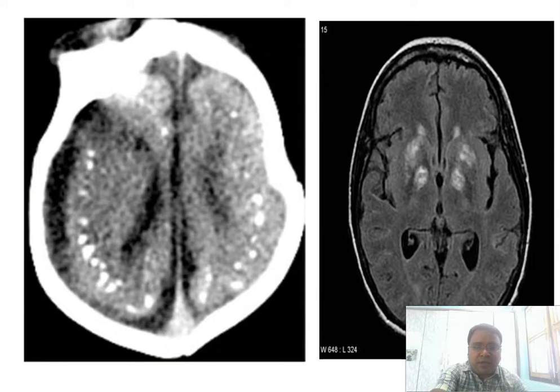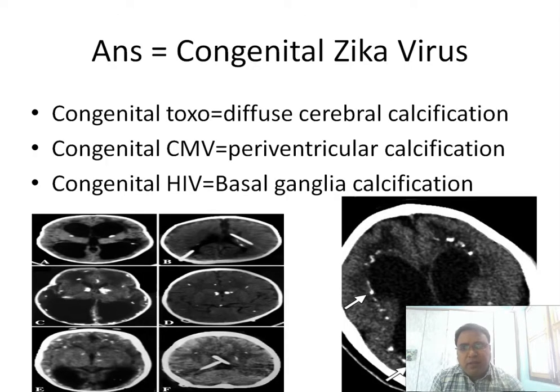The fourth one, last one, and this one here we can get subcortical calcification, that is classical to congenital Zika virus infection. So you have to remember, the question may be asked: congenital toxo can cause diffuse cerebral calcification, congenital CMV, periventricular calcification, congenital HIV can cause basal ganglia calcification, and subcortical calcification we can get in congenital Zika virus infection.